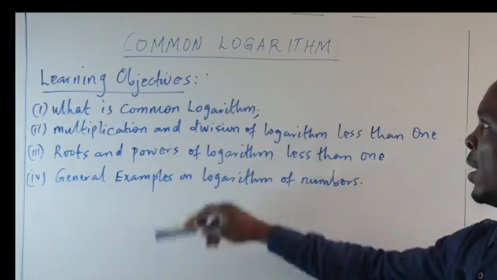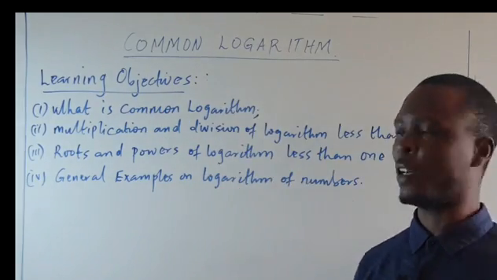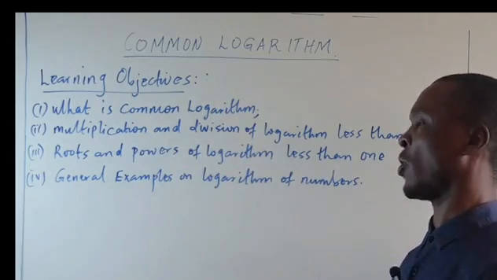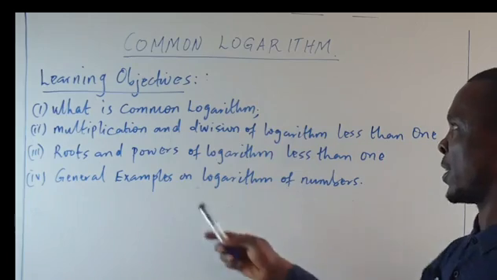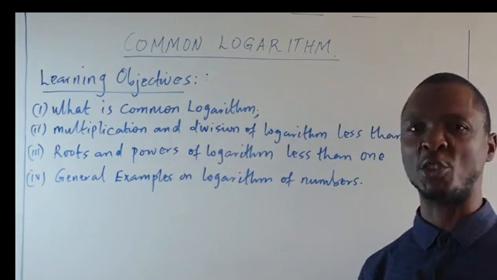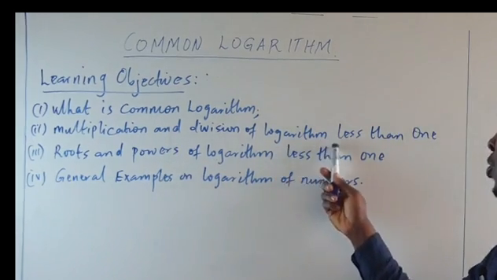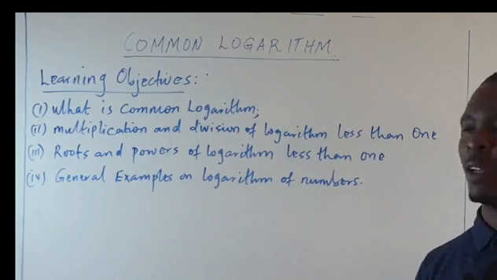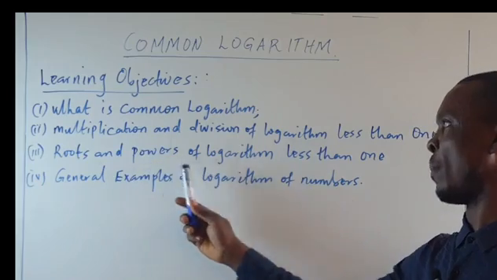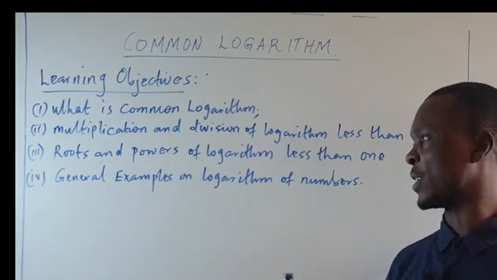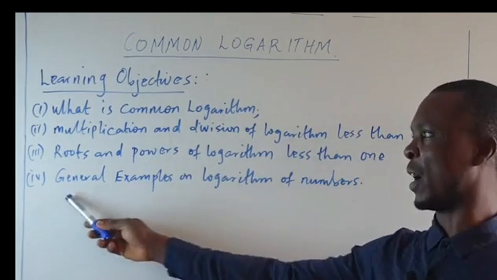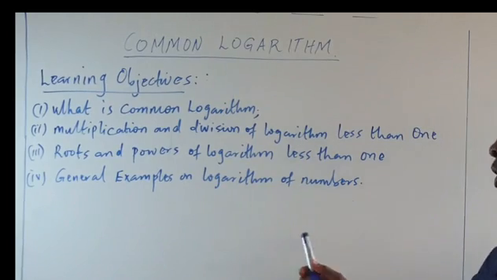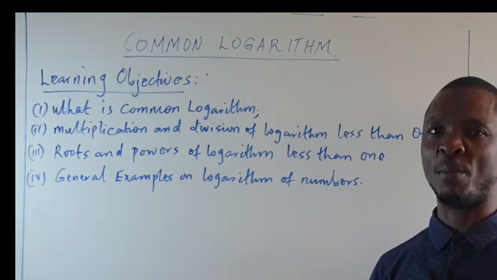And here are the objectives of the lesson. So we start with what is common logarithm. Then after that, we are going to look at multiplication and division of logarithm less than 1. Then we have roots and powers of logarithm less than 1. Then after that, we have general examples of logarithm of numbers.